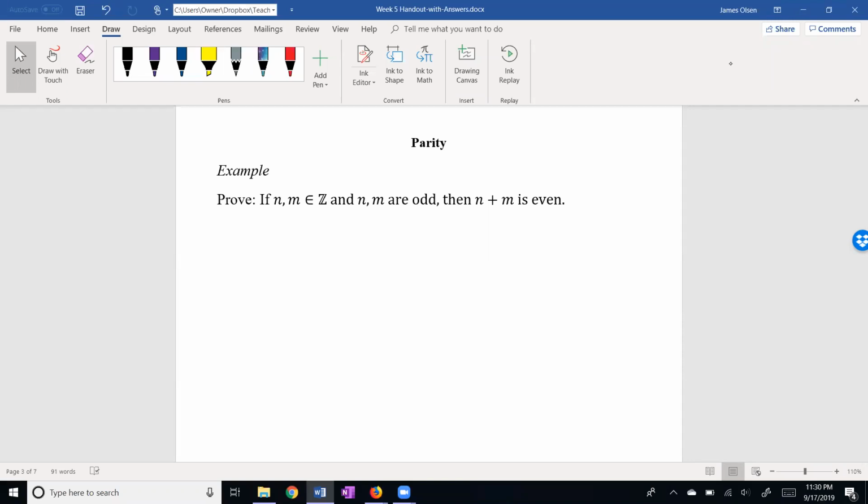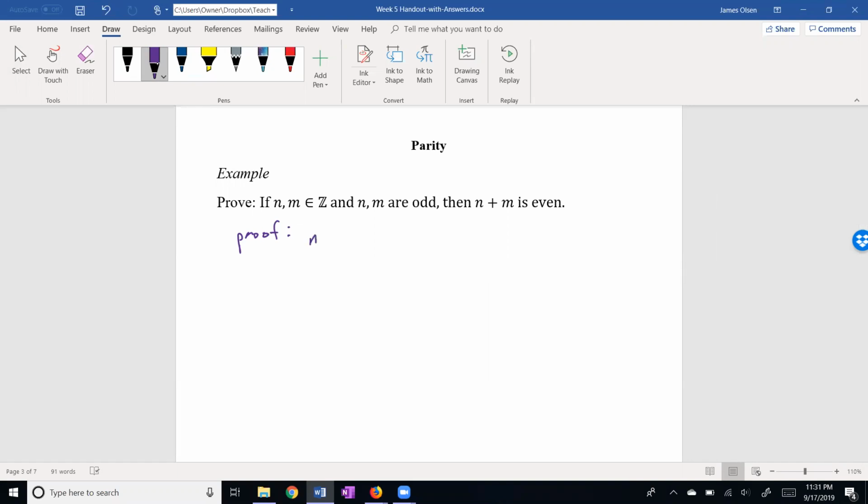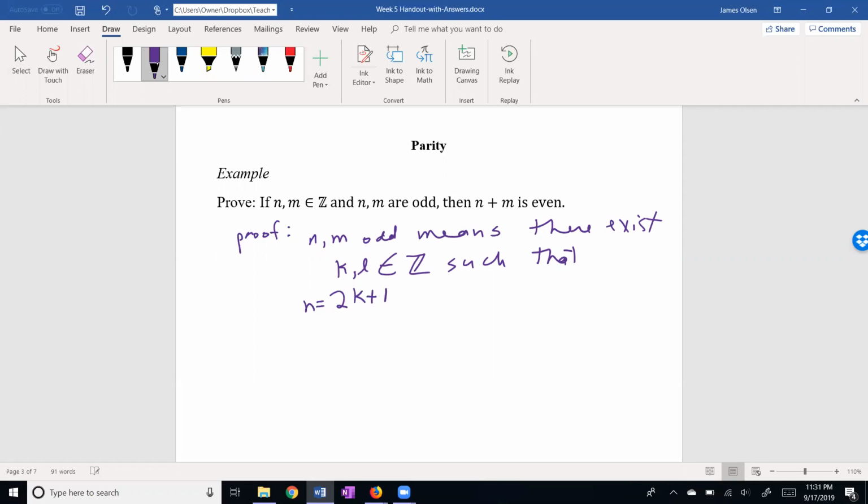Okay, let's do this first example. Prove the following. If n and m are integers, and n and m are both odd, then n plus m is even. Proof. n and m odd means there exist, and I think I'll do them both at the same time here, we'll use k and l in the integers such that n equals 2k plus 1, and m equals 2l plus 1.